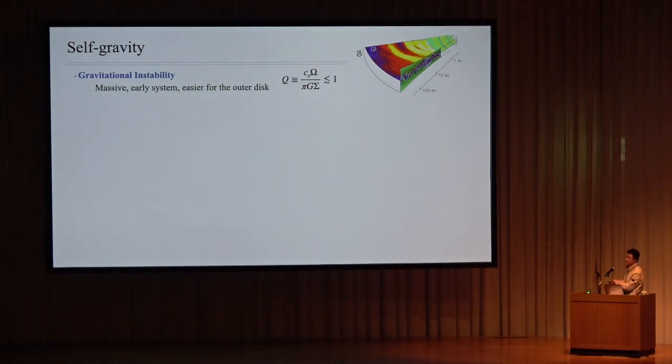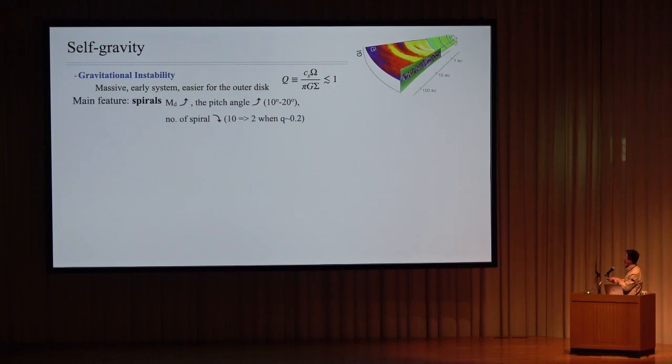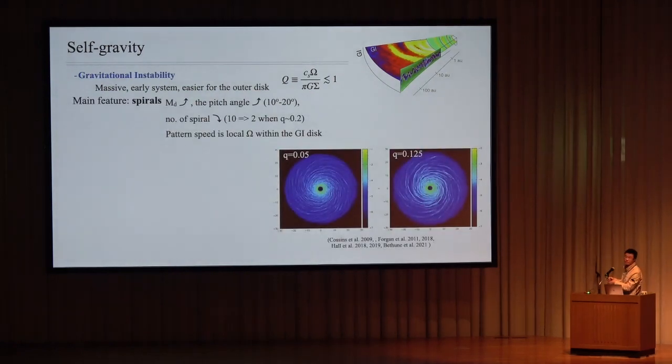So now, after magnetic field, we could invoke gravity. When the disk is massive enough, which normally happens for early systems, or at the outer part of the disk where the temperature is low, then you could have gravitational instability produce these spirals. So the main feature of the gravitational instability is the spiral. And generally, when the disk mass increases, the spiral opens up, and also the number of spirals decreases. Eventually, you will have an m equals 2 spiral, but with very massive disks. And these spirals are very transient. So they come and go, and they orbit around the central star at the local Keplerian speed.